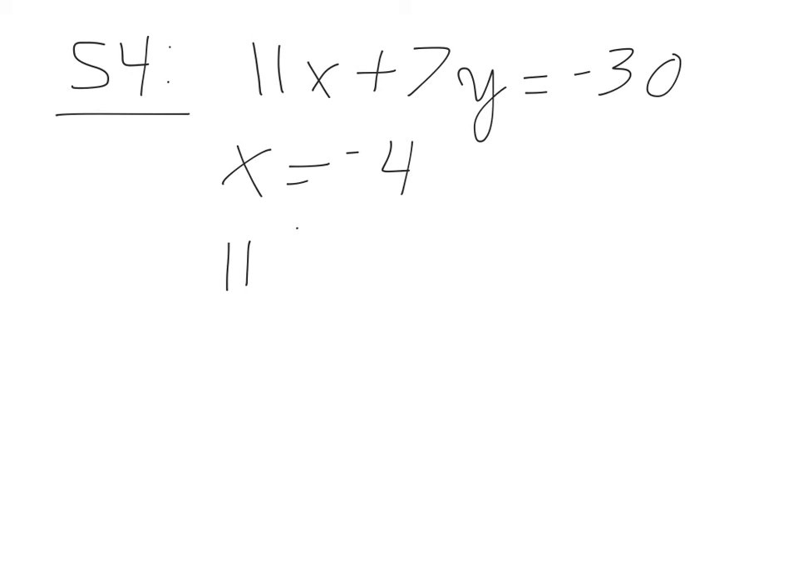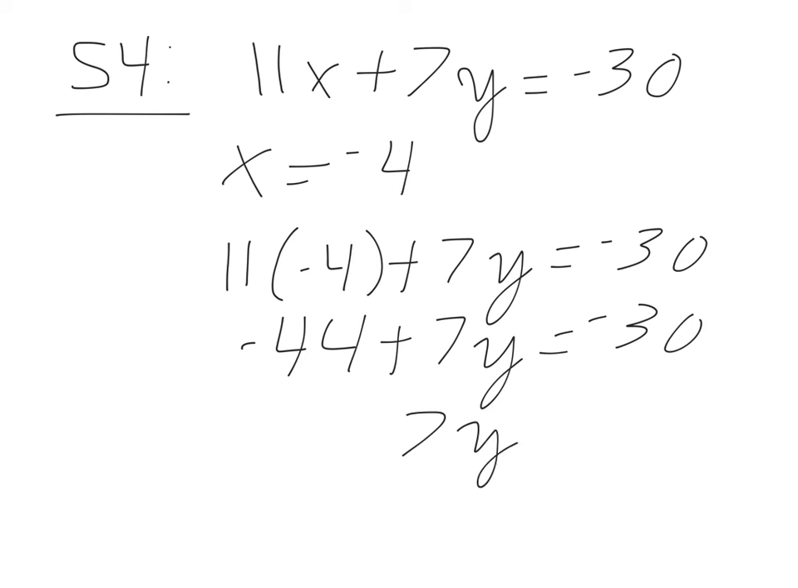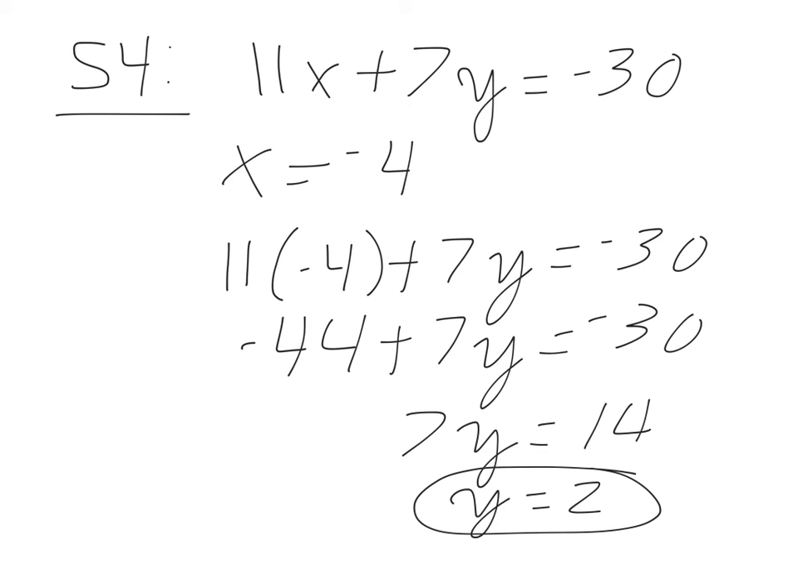We want to take 11 times negative 4 plus 7y equals negative 30. We get negative 44 plus 7y. Adding 44 to both sides, we get 7y is equal to 14. And lastly, we find our second variable to be y is equal to 2.